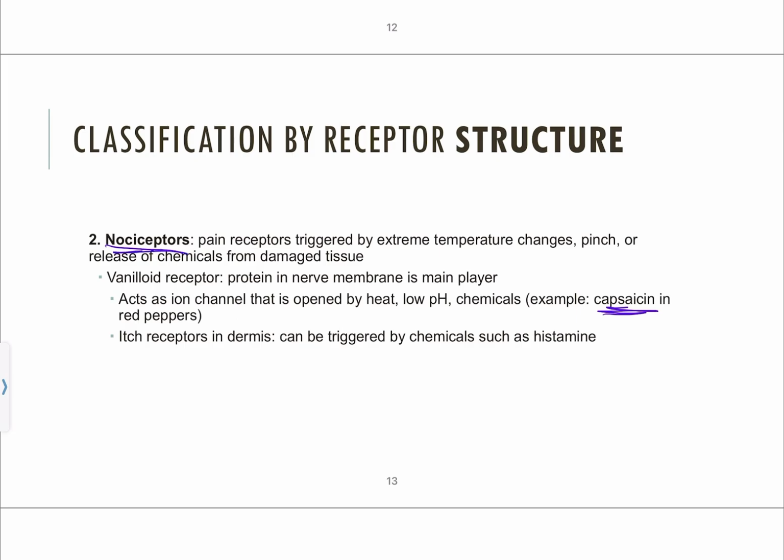Also, we have itch receptors in our dermis that can be triggered by some inflammatory chemicals like histamine, and that can also be painful and detected by our nociceptors.